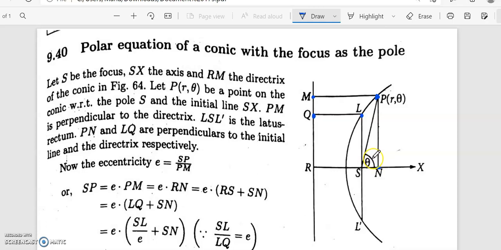So when e is equal to 1, that will be a parabola. Then you will get an ellipse and hyperbola when e is less than 1 or greater than 1. So here e will be equal to SP by PM. That's how we define a conic. Now from the figure, from here you will get SP equal to e times PM.